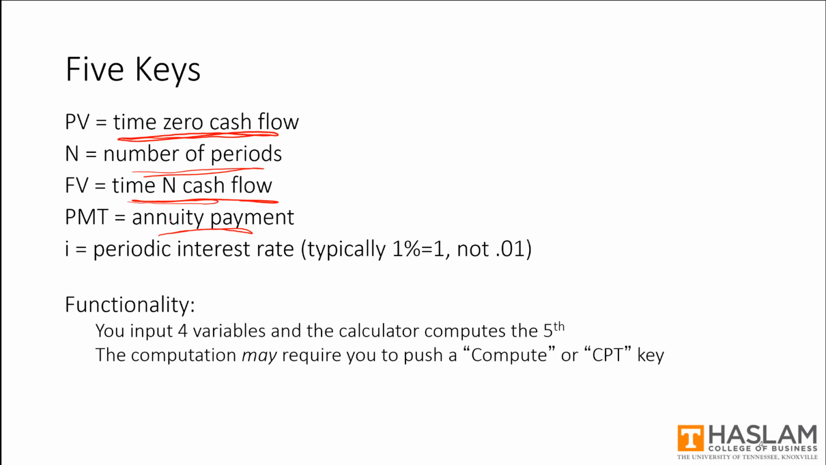And the I, or the I/Y, is a periodic interest rate. Now, be very careful on how you enter I. If you have, say, 1%, most calculators are going to ask you to enter that as 1 instead of 0.01. Now, of course, if you enter 0.01, your calculator will compute something, but it will compute the answer with a 0.01% interest rate, which is probably not what you're looking for.